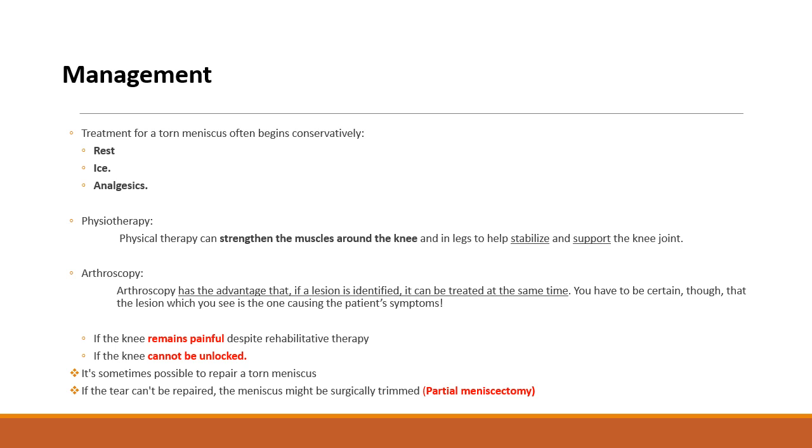How to manage a patient with meniscal tear? Usually treatment is conservative with rest, ice, analgesic, and elevation. Start physiotherapy to strengthen the muscles around the knee joint. This will provide stability and support to the knee joint. Operative management is indicated if conservative management failed or if the mechanical symptoms are present. If there is locking or continuous painful clicking, then you do arthroscopic treatment.